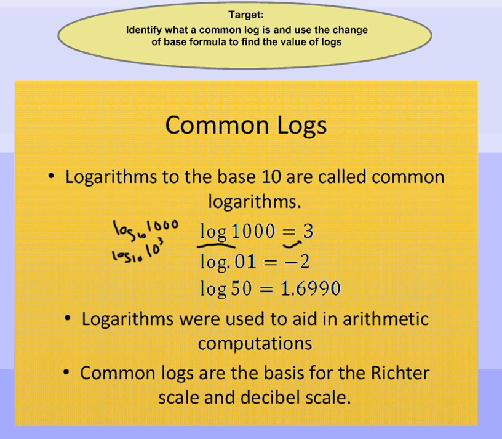Common log of 0.01. You can verify that with your calculator, but what is 0.01? 0.01 is 10 to the negative second power, so y equals -2. Now, common log of 50 cannot be rewritten as a power of 10, so we just need to use our calculator. We put in log of 50, and we have our value.